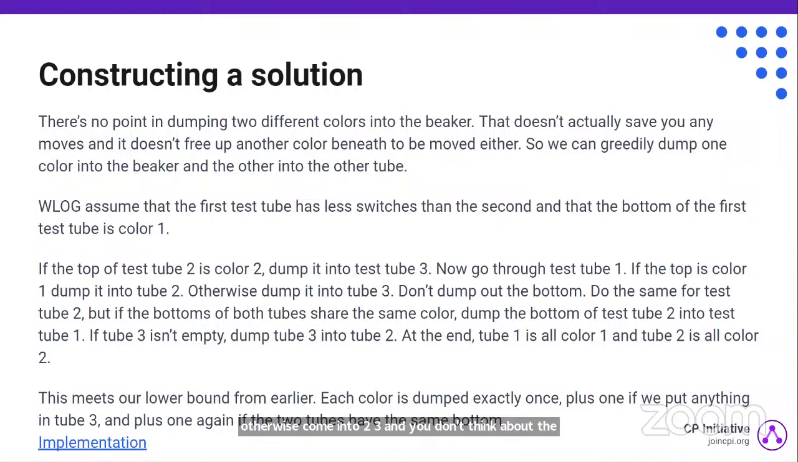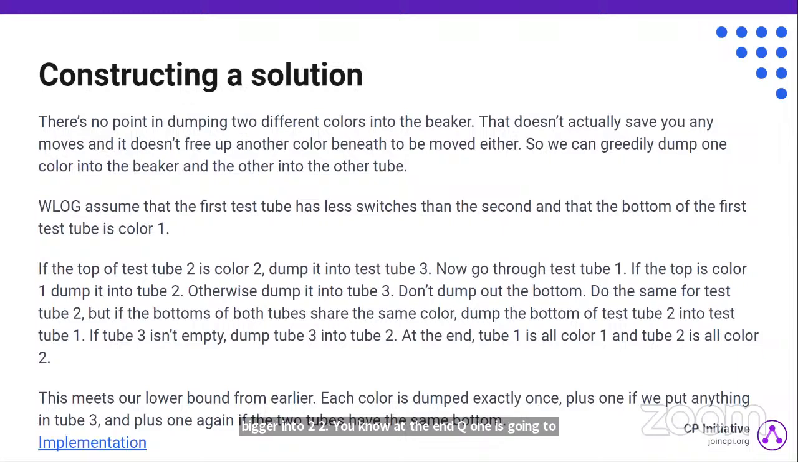And you do the same for test tube 2, right? If the top is color 1, dump it into tube 1. Otherwise, dump it into the beaker. If the bottom of test tube 2 is the same as the bottom of test tube 1, dump the bottom into test tube 1. Otherwise, just leave it there. And then at the end, just dump test tube 3, or the beaker, into tube 2. At the end, tube 1 is going to be all color 1 and tube 2 is going to be all color 2, and the beaker will be empty.